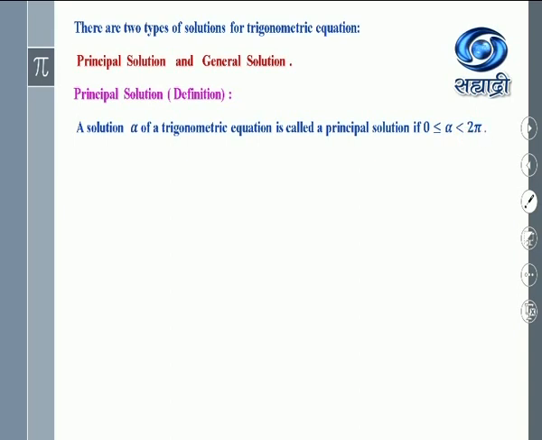So we can define the principal solution as follows: a solution alpha of a trigonometric equation is called a principal solution if alpha is less than 2 pi and greater than or equal to 0. You may call this the semi-closed interval [0, 2 pi). So please remember, this condition is very important. This alpha is the variable. Alpha may be replaced by x or theta or phi, psi, beta, gamma, etc., as I told you.